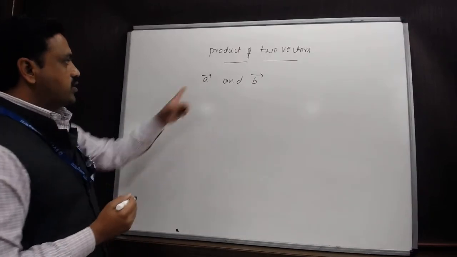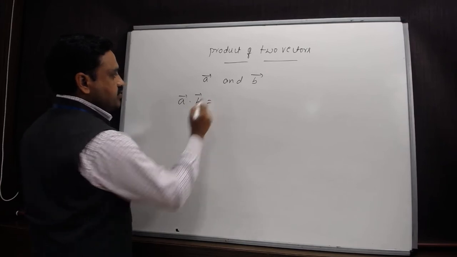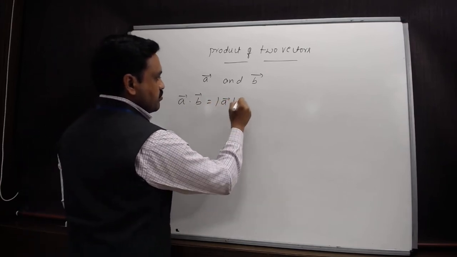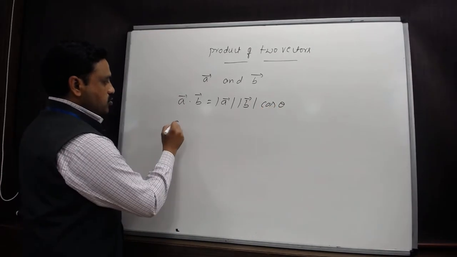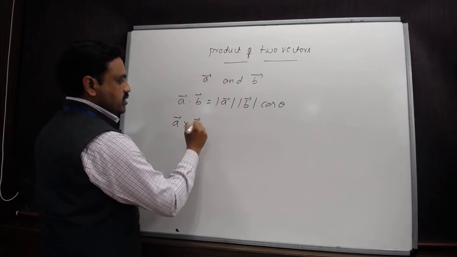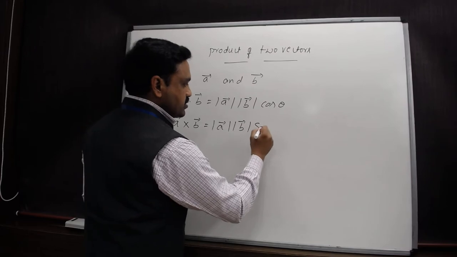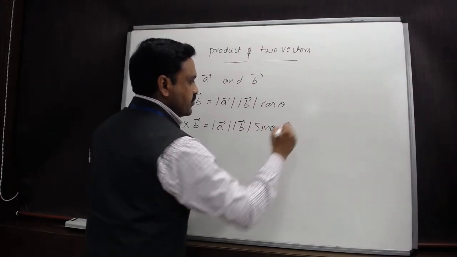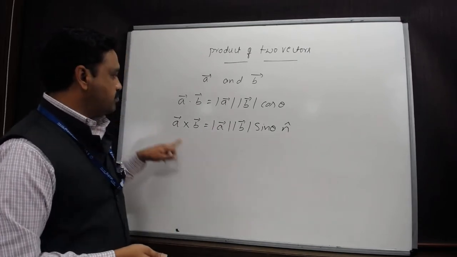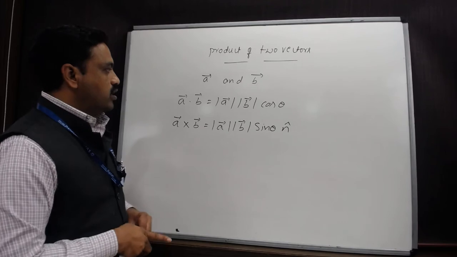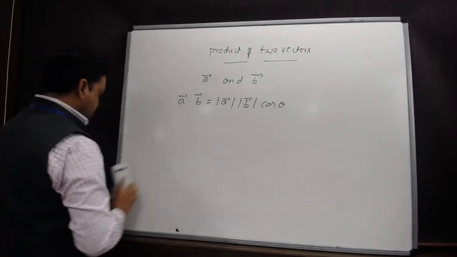So with the two vectors A and B, dot product is denoted as A dot B and is given by magnitude of A, magnitude of B into cos theta. Whereas cross product A cross B is equal to magnitude of A, magnitude of B into sin theta into n cap. So here n cap is another vector which is perpendicular to both A and B. Now I will explain dot product and cross product with the basic unit vectors i and j.